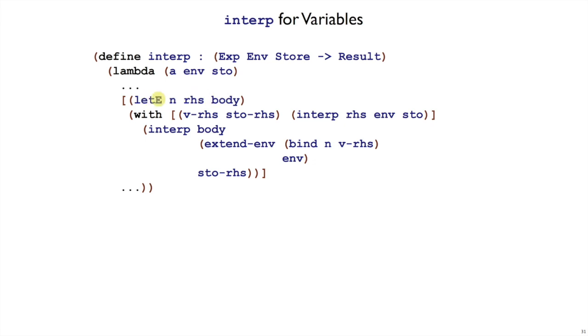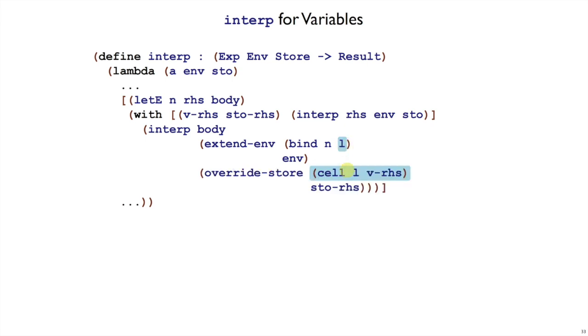On the let case, this is what we used to do. We used to interpret the right-hand side to get a value, and then we extended the environment to map the name to the value. But we can't do that anymore. We can't put the value in the environment. We have to put a location. So we're going to put some location L in the environment. And in the store, we need to map that location to the value that we get from the right-hand side.